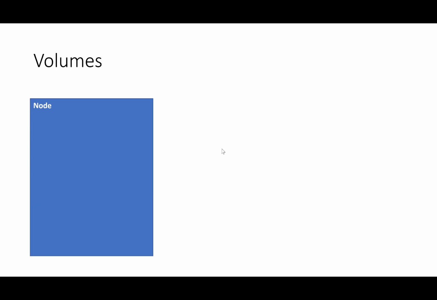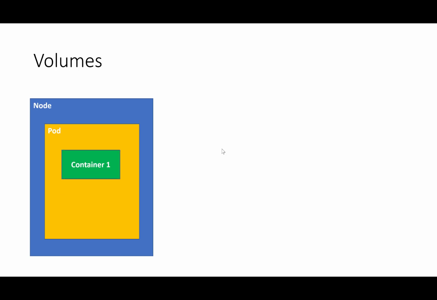So before we jump into the persistent disk, let's talk about volumes. Now we know in Kubernetes we have the node, and then the pod resides inside the node, runs inside the node, and then you have containers that are running inside the pod. Now one of the things is the disks, the files that are inside the container are ephemeral.